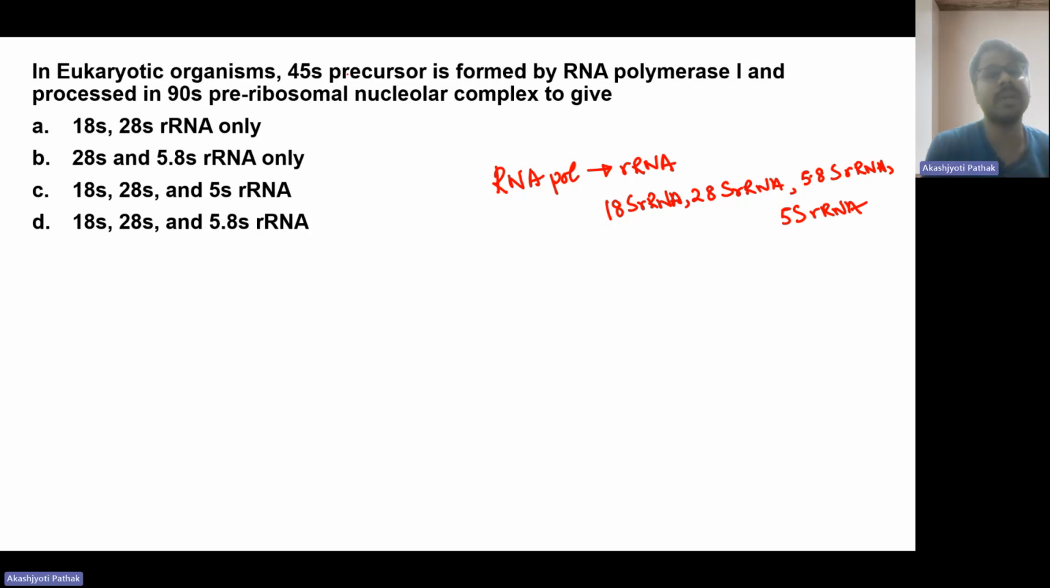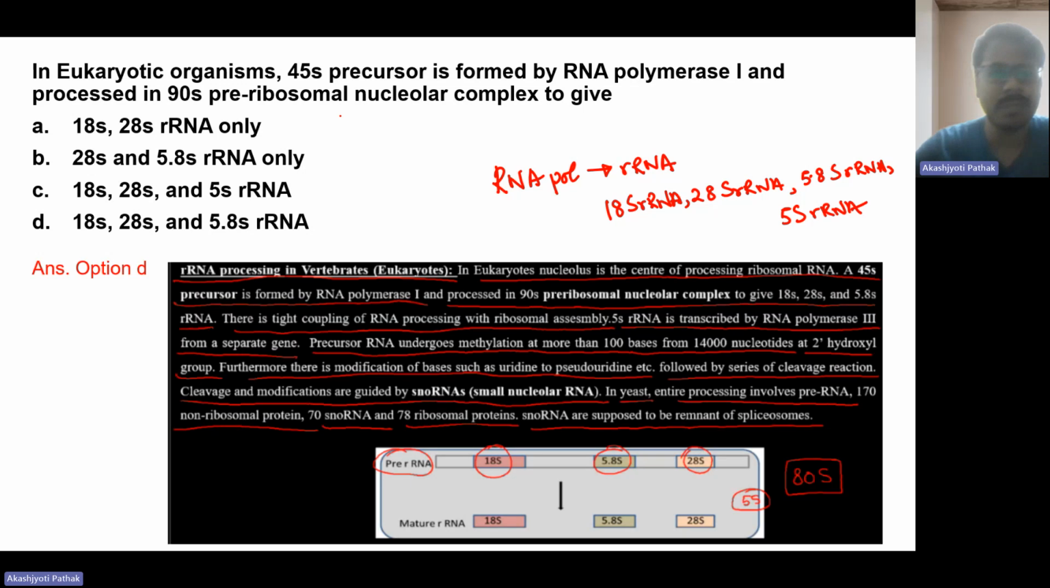How is the 45S precursor that is produced giving rise to the rRNAs? Which rRNAs arise from the 45S precursor? So in this rRNA processing question, the answer is actually option number D.